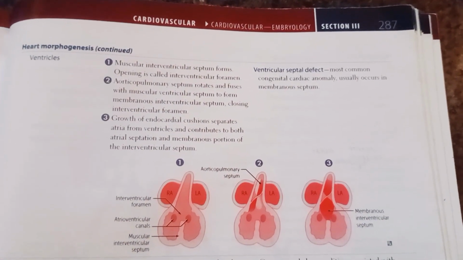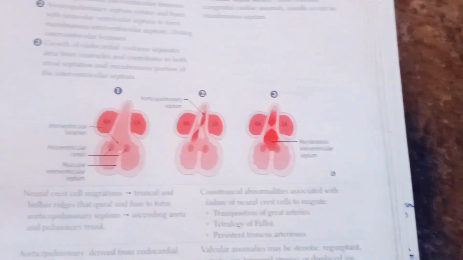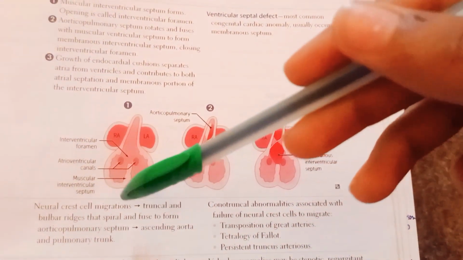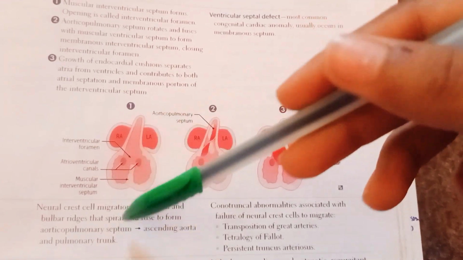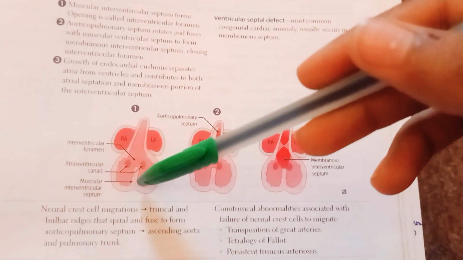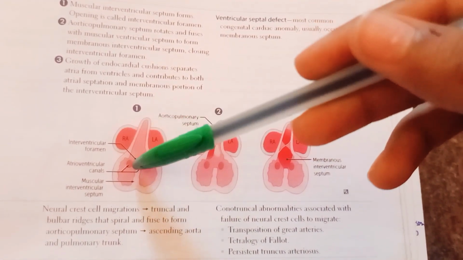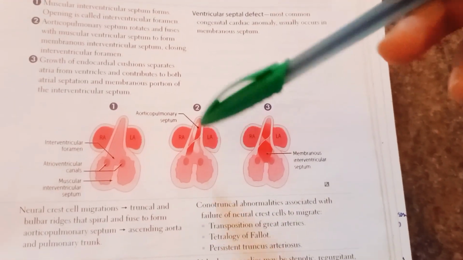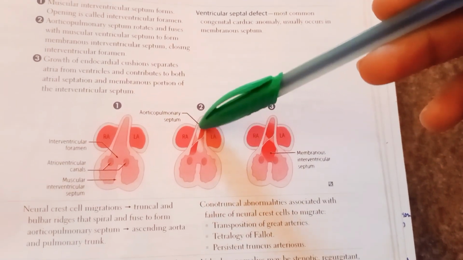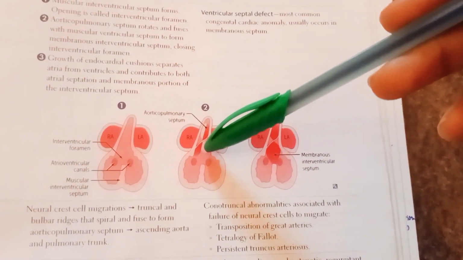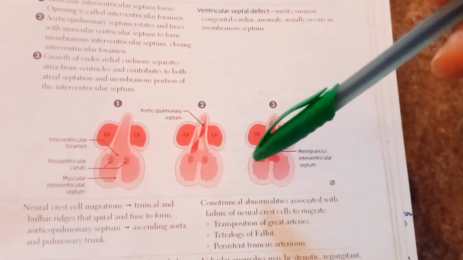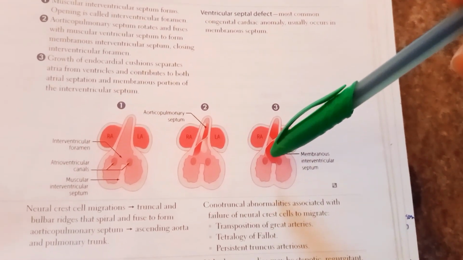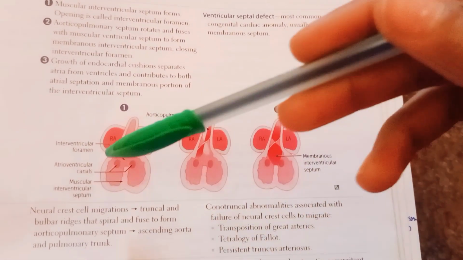Now coming to heart morphogenesis. So here we'll see about ventricles now, how the ventricle septum forms. So as we know, ventricle have the muscular septum and membranous septum. The muscular septum, you can see this is a muscular septum, and here it forms a foramen called interventricular foramen. Later what happens is the aorticopulmonary septum forms, and this septum will fuse together and form a membranous interventricular septum. So this membranous interventricular septum, it closes the interventricular foramen.